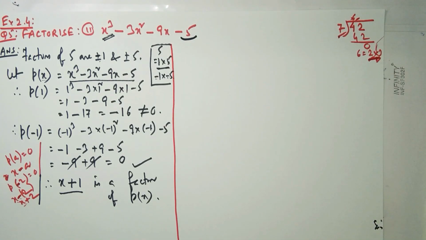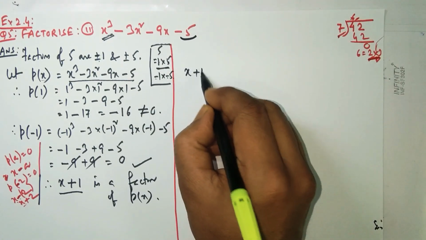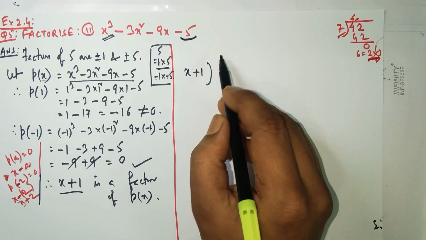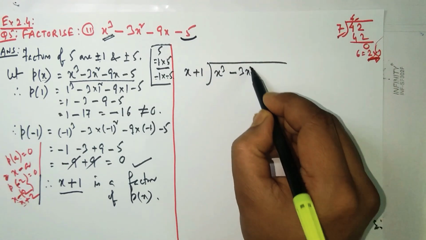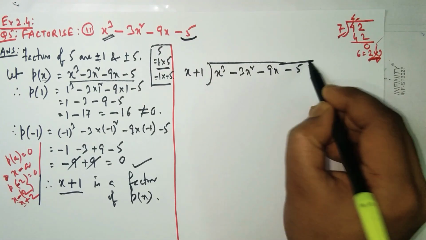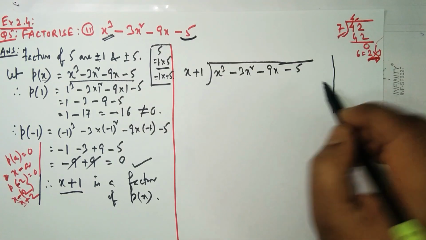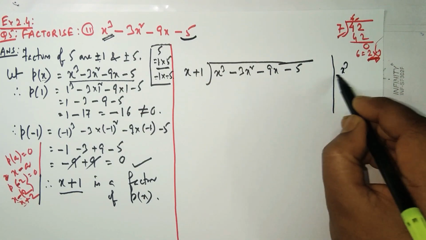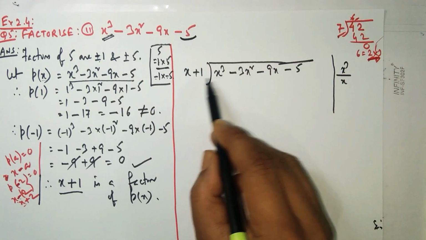Now look at this question. Since we got already x plus 1 is a factor, how to get the other factors? Like we divided 42 by 7, now we will divide the cubic polynomial x cube minus 3x square minus 9x minus 5 by x plus 1. It's again the normal division. We will consider the first term x cube in the dividend and the first term x in the divisor.